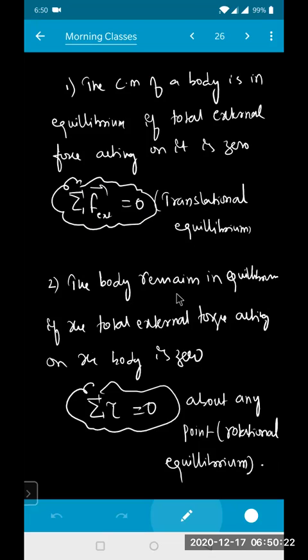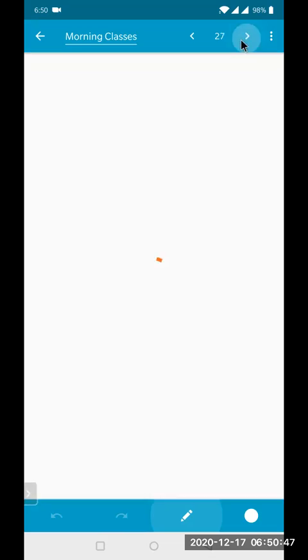In the same way, the body remains in equilibrium if the total external torque acting on the body is zero for the rotational condition. The summation of all the torques must be equal to zero about any point. This is called rotational equilibrium. For translational equilibrium, the sum of the net forces must be zero. For rotational equilibrium, the sum of total torque acting on the system must be zero.